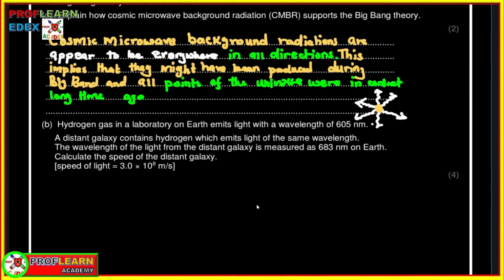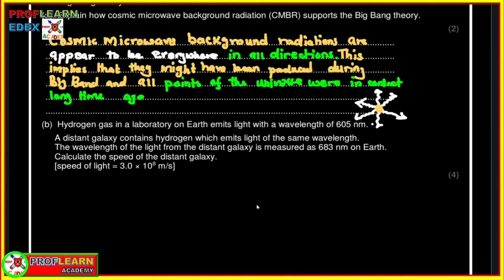Another thing that you can also mention is that the CMBR is at a long wavelength, meaning that initially the universe might have been so hot, and now it has cooled down, and that is why now we have the long wavelength. So if you are given a question to explain how cosmic microwave background radiation supports Big Bang Theory, you need to say that the CMBR appears to be everywhere in all directions, and it is stretching in all directions.